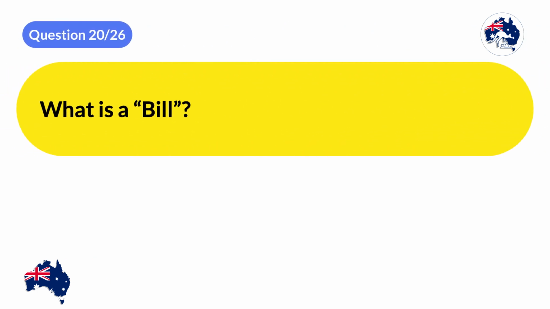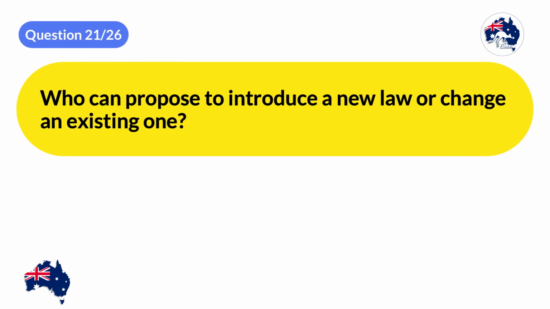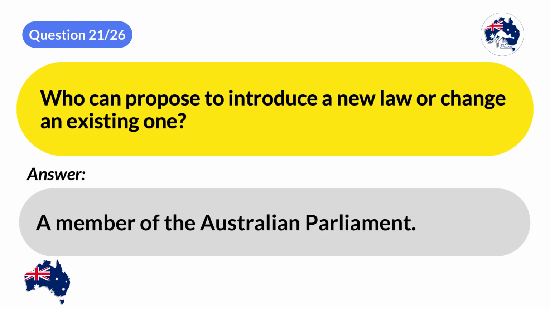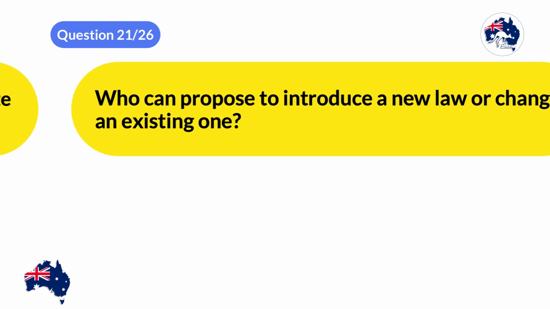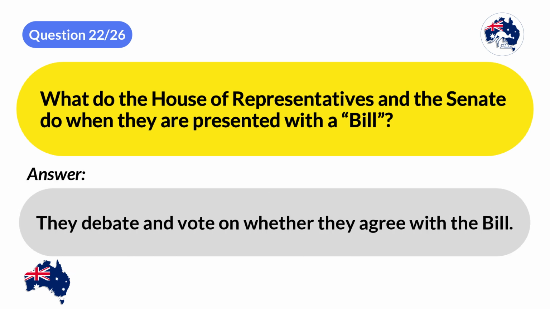What is a bill? A proposal. Who can propose to introduce a new law or change an existing one? A member of the Australian Parliament. What do the House of Representatives and the Senate do when they are presented with a bill? They debate and vote on whether they agree with the bill.